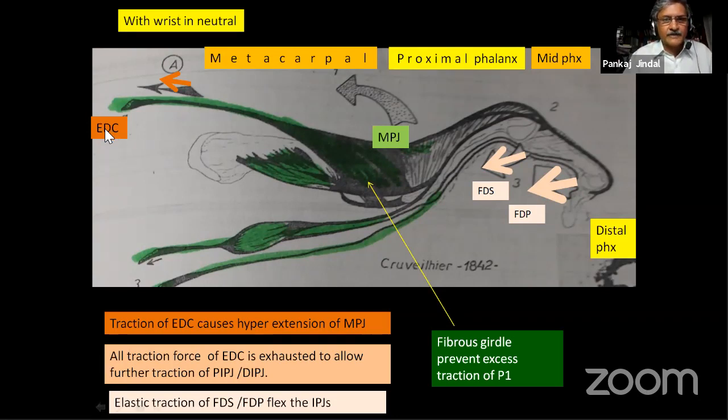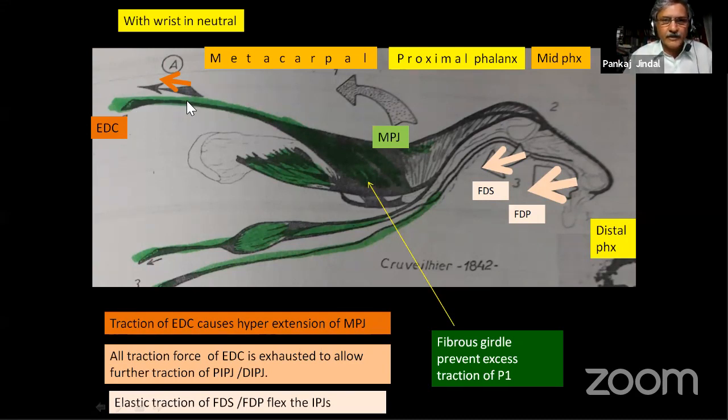Extensor digitorum communis, the long extensor, is working. Now, let me explain what this is. This is the metacarpal. This is the proximal phalanx. This is the middle phalanx, and this is the distal phalanx. These two green things are the lumbrical and the interossei. And this is the long extensor of the MP joint.